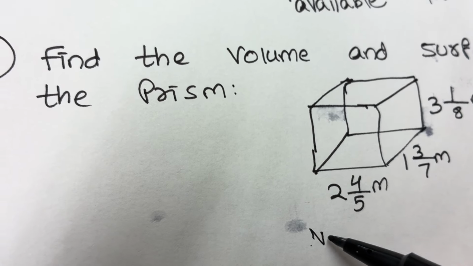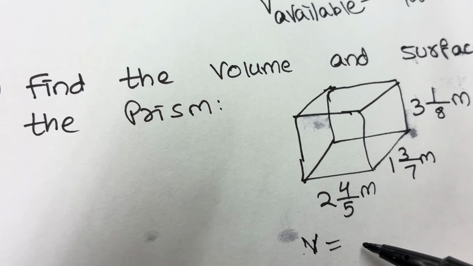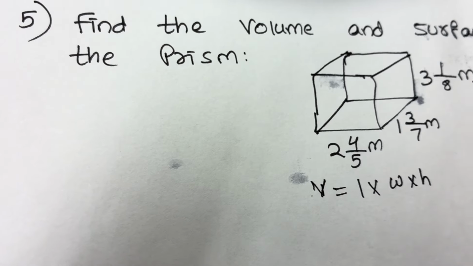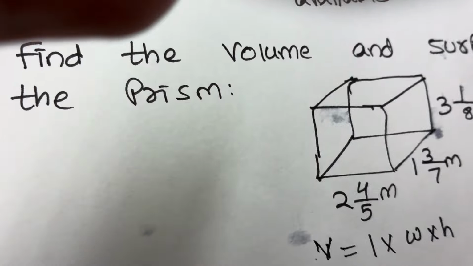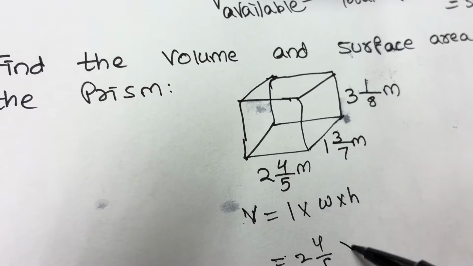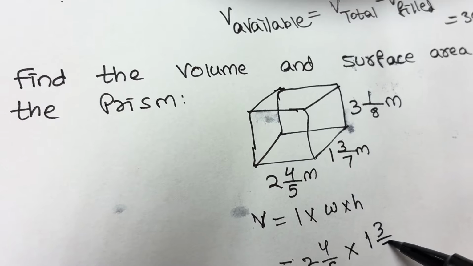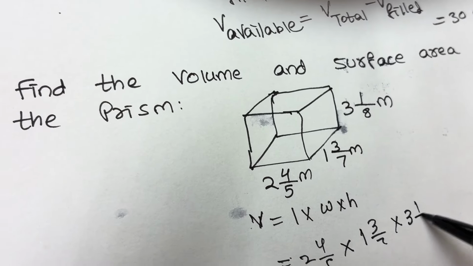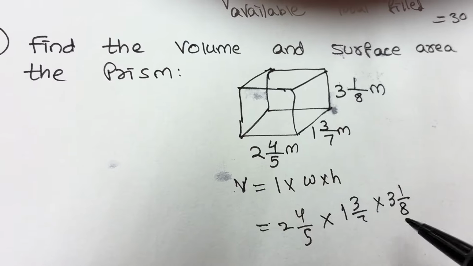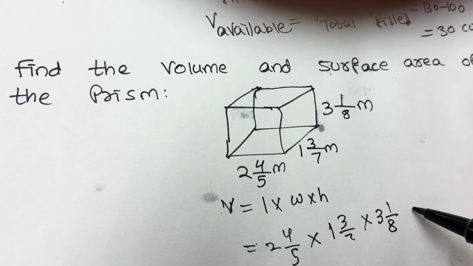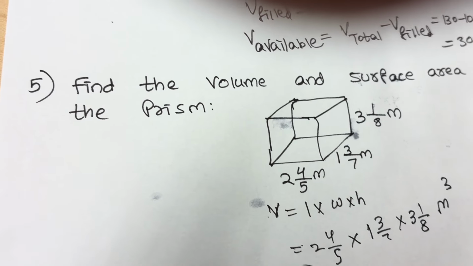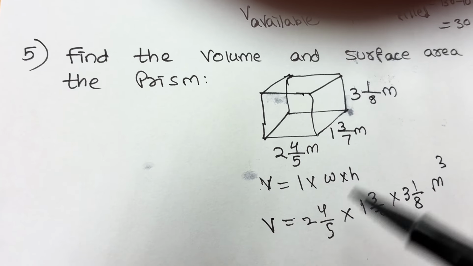For finding the volume, we need to multiply the length, width, and height of the rectangular prism. So in this case, that would be 2 4/5 multiplied by 1 3/7 multiplied by 3 1/8, and the result would give us the volume for this prism. You can write the units as cubic meters. This is how you find the volume of a rectangular prism.